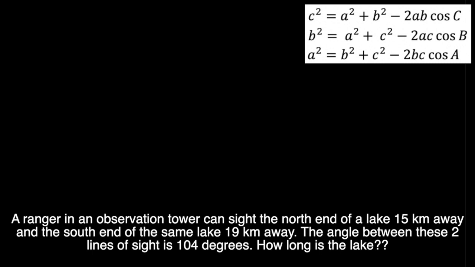A ranger in an observation tower can sight the north end of a lake 15 kilometers away and the south end of the same lake 19 kilometers away. The angle between these two lines of sight is 104 degrees. How long is the lake?